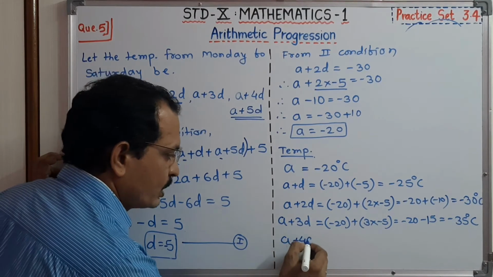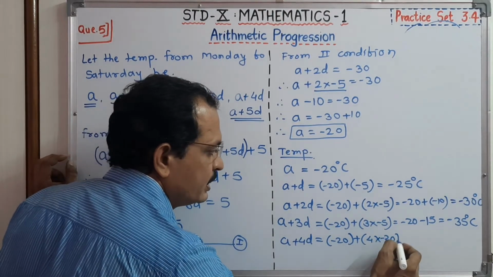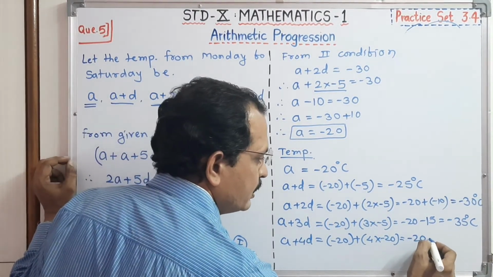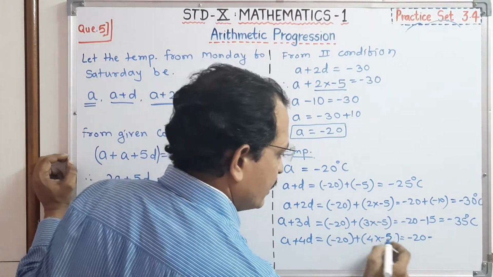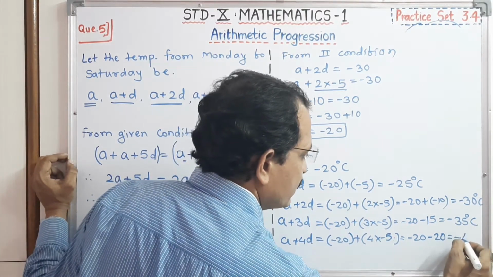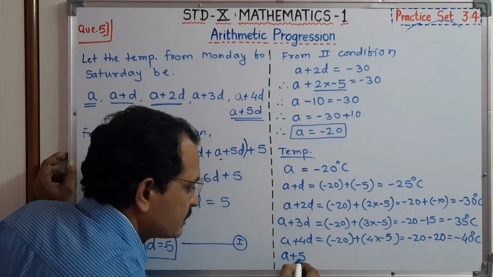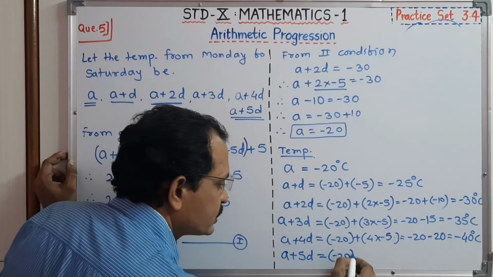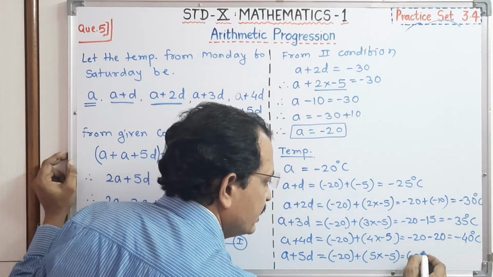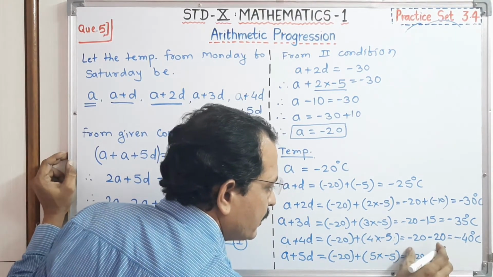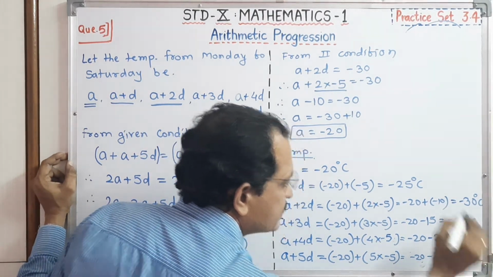A plus 4D is equal to minus 20 plus 4 into minus 5. It is minus 20 minus 20. It is minus 40 degrees Celsius. And last day, A plus 5D is equal to minus 20 plus 5 into minus 5. It is minus 20 and minus 25, it is minus 45 degrees Celsius.